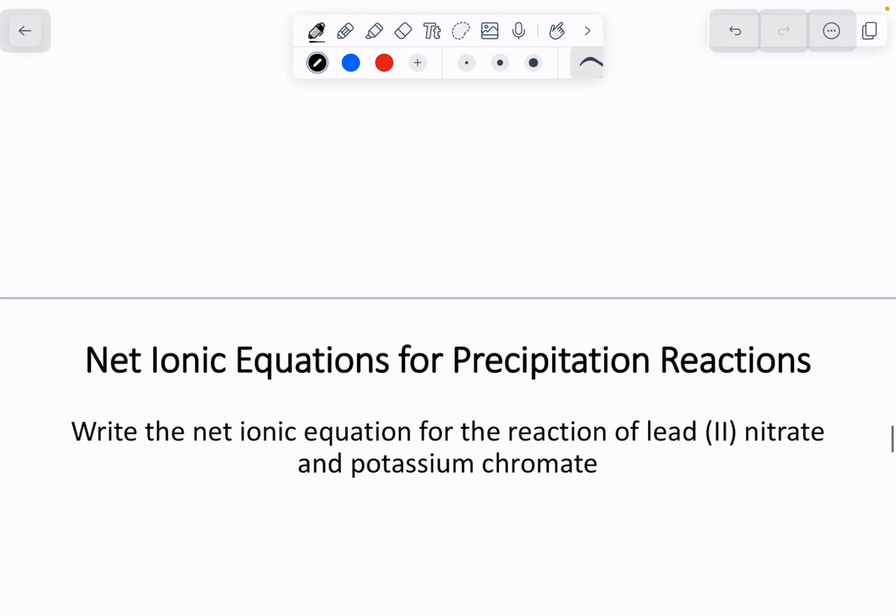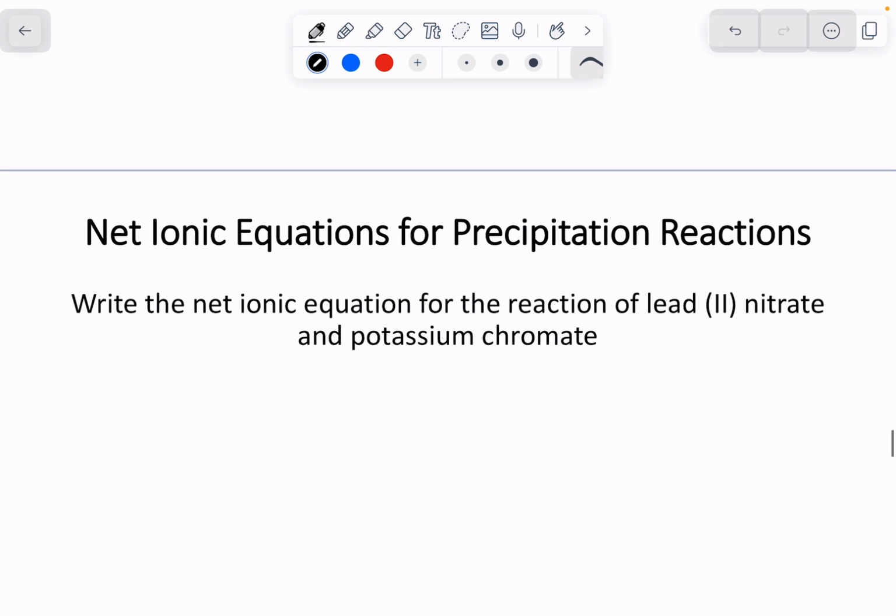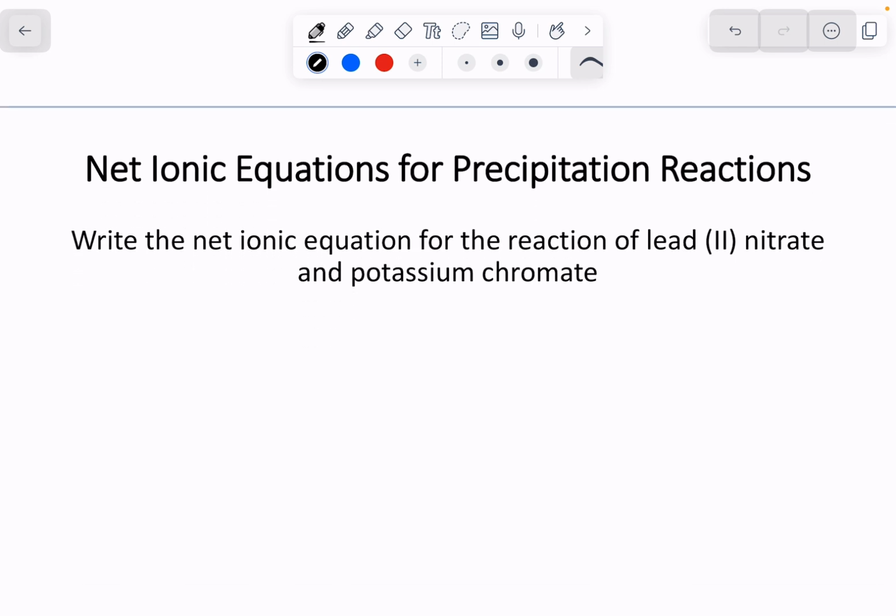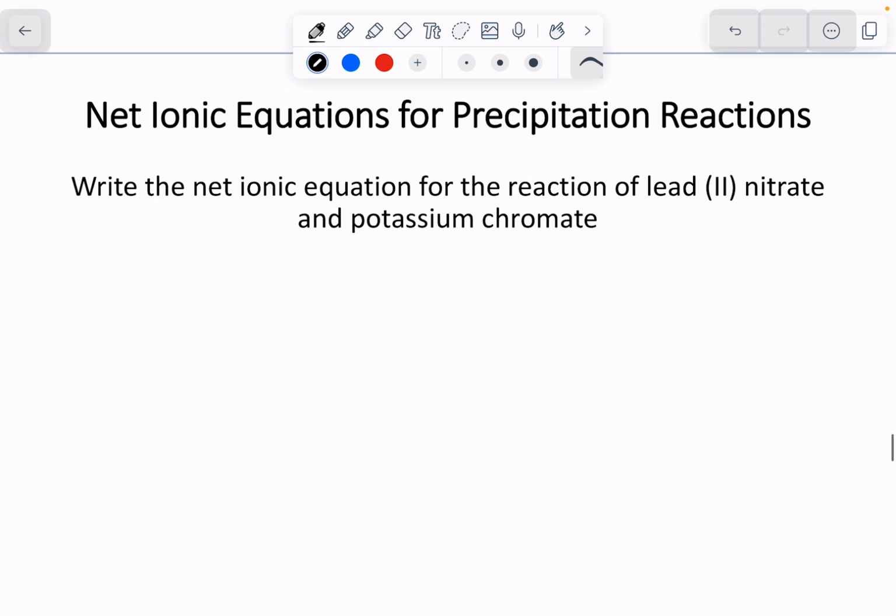Okay, now what we can do, we can also then do what I showed before, let's do the net ionic. And so what you end up doing is doing what we just did, and then breaking it down a little bit into its ions. So let me do an example. Write the net ionic equation for the reaction of lead nitrate and potassium chromate.